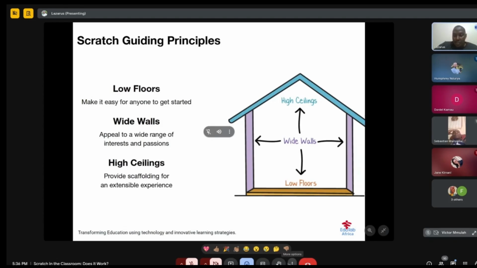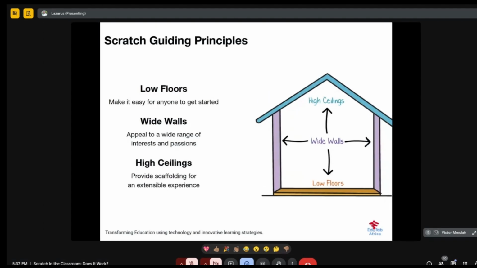And what the wide walls bring about is that Scratch is applicable in various contexts. There are those of you who've talked about having coding clubs, like for example Daniel and also Humphrey, the work you've done with the students, and now Sebastian also mentioned an element of the curriculum that is being taught in school. So you've realized that Scratch has a very wide appeal to various learning areas, to various interests and passions, and I'm happy with how it has come out very clearly.